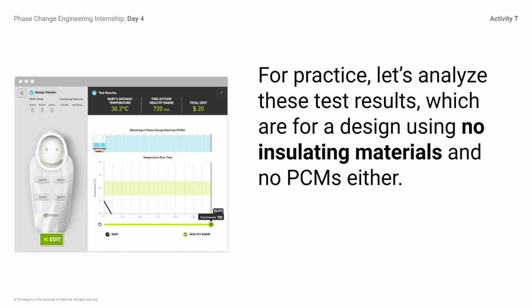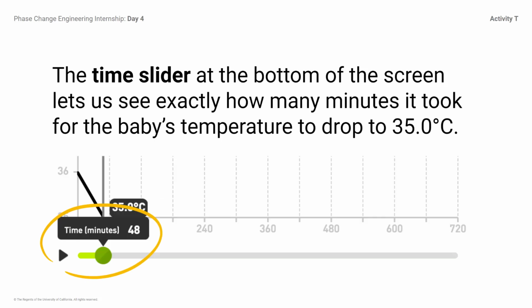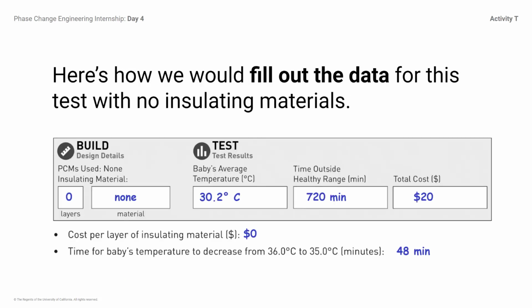For practice, let's analyze these test results, which are for a design using no insulating materials and no PCMs either. The time slider at the bottom of the screen lets us see exactly how many minutes it took for the baby's temperature to drop to 35 Celsius. When you run your test, there might be some variability in the number of minutes due to rounding, but you can record the last minute that reads 35 Celsius. Here's how we would fill out the data for this test with no insulating materials.